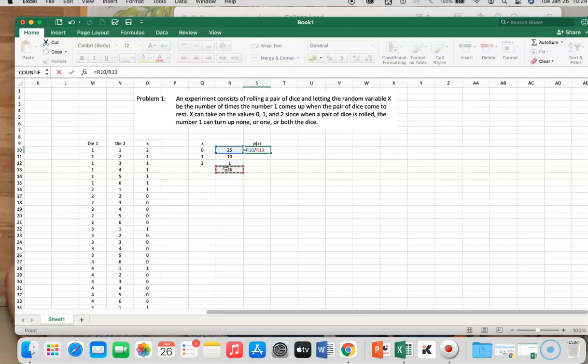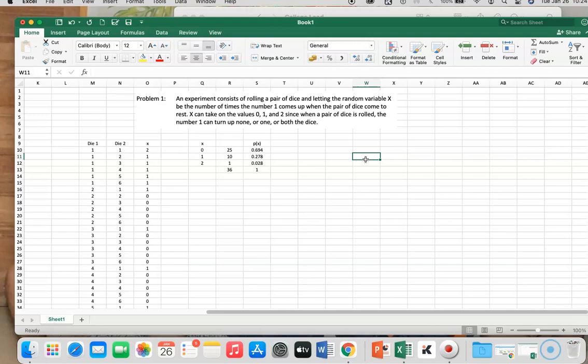Again, let's use the F4 key so that the value won't change, and let's limit to 3 decimal places. And let's drag down to copy. All the values of p of x are greater than 0, and summing it up, it should be equal to 1. Now this is the probability distribution of the random variable x. Again, let me emphasize that x is the number of times 1 occurs on a roll of dice.